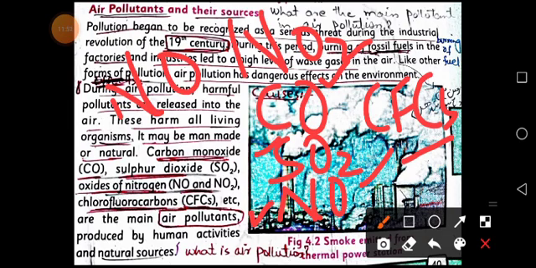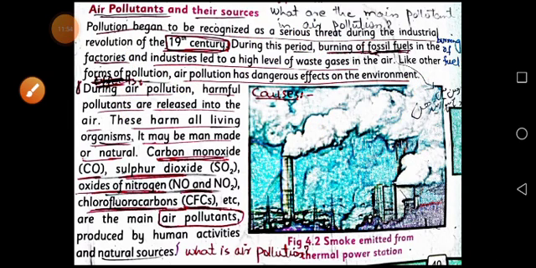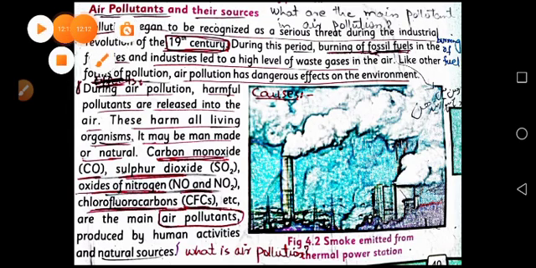These are all produced by human activities as well as natural sources. When all these pollutants combine, they form air pollution. When these harmful pollutants are released or added in our air, they pollute our air, and as a result air pollution is caused. Students, what are the main pollutants in air pollution? The main pollutants are carbon monoxide, sulfur dioxide, oxides of nitrogen and chlorofluorocarbons, that is CFCs.